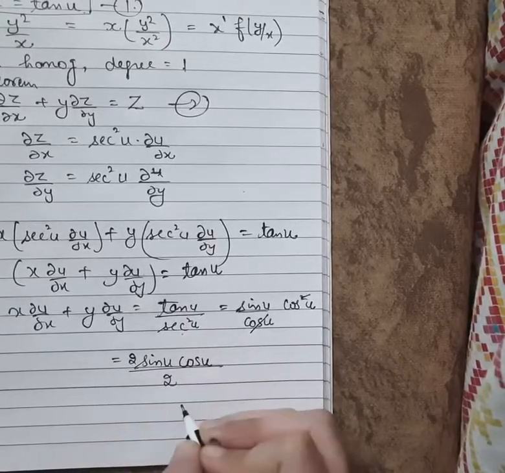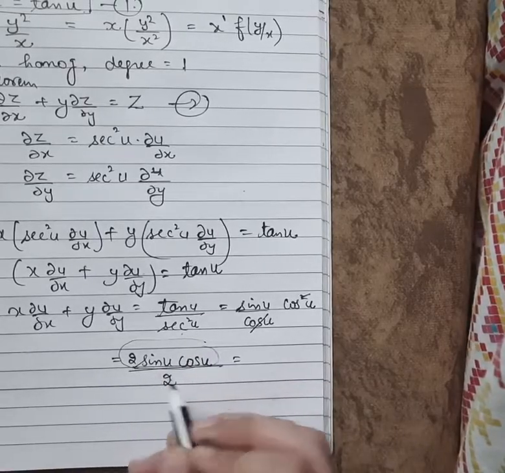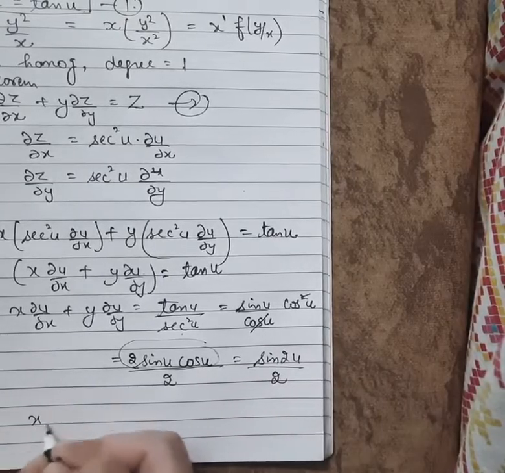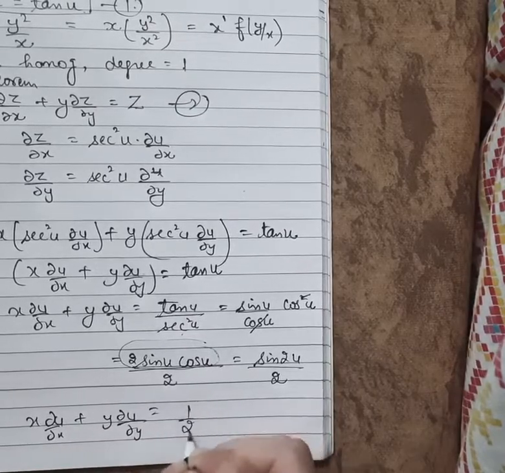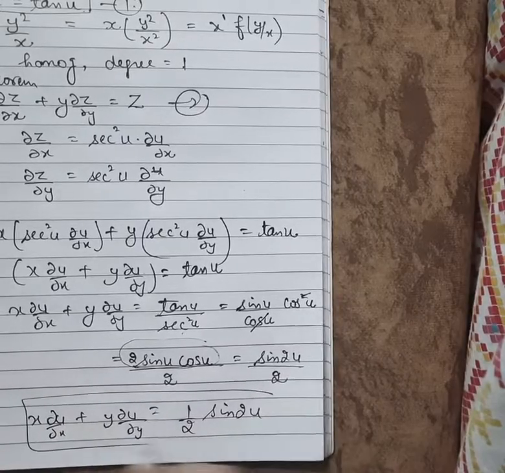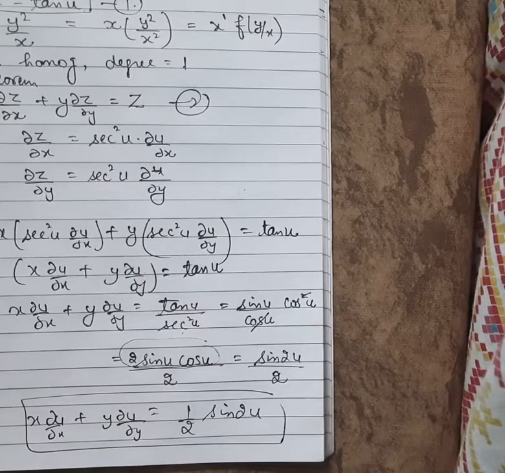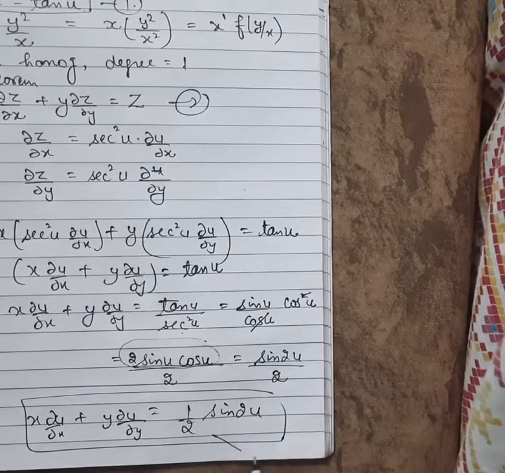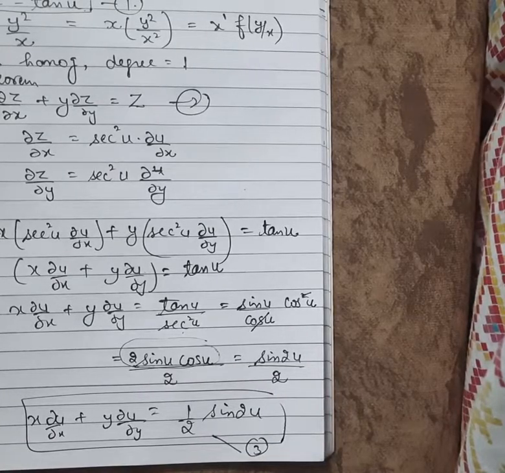Again, a little bit more simplification, multiplying and dividing by 2. You know this trigonometric identity, right? 2 sine u cos u is sine of 2u, divided by 2. So I got x times ∂u/∂x plus y times ∂u/∂y is half of sine 2u. So my one part is done, that I have deduced the first order equation. Now I have to deduce the second order equation. For that, what I will do, I will differentiate this equation with respect to x once and then with respect to y to get the second order equation.